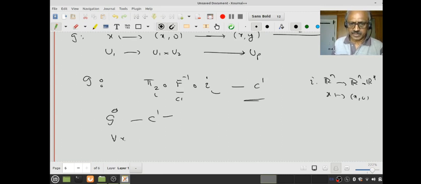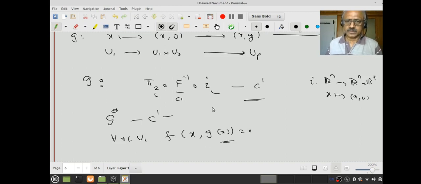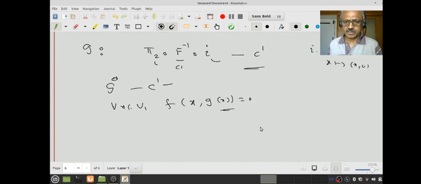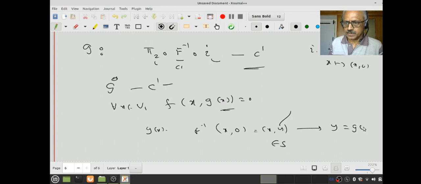Next I claim that for every x in U1, f(x, g(x)) is 0. That's what we just did. What is g(x)? The inclusion of x is (x, 0), and F inverse of that is (x, y). This (x, y) lies in the domain, and this y is my g(x). We know this is in S, therefore f(x, y) is 0. So this completes the proof.